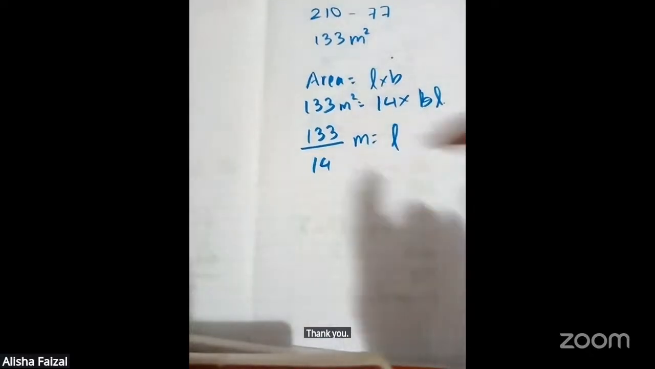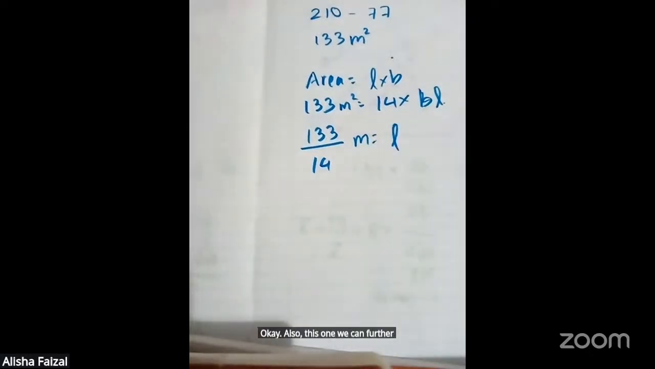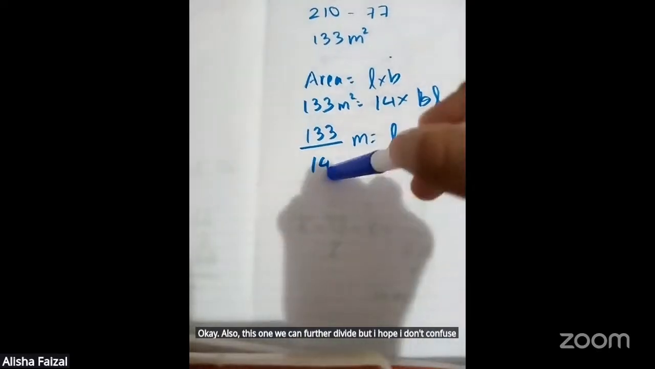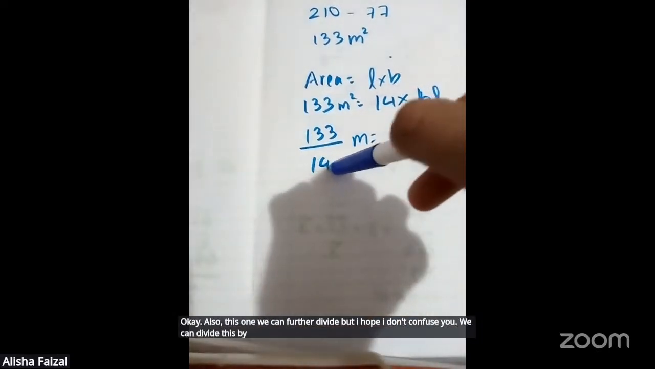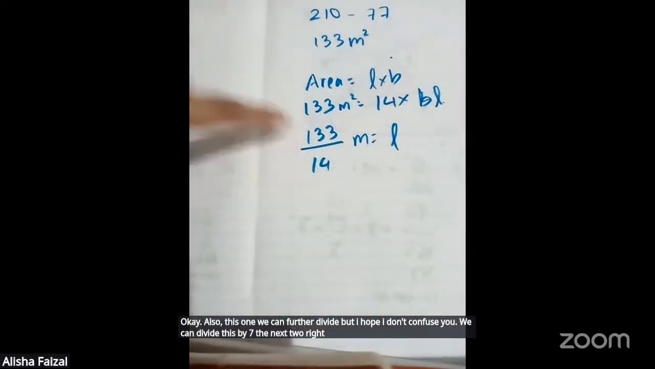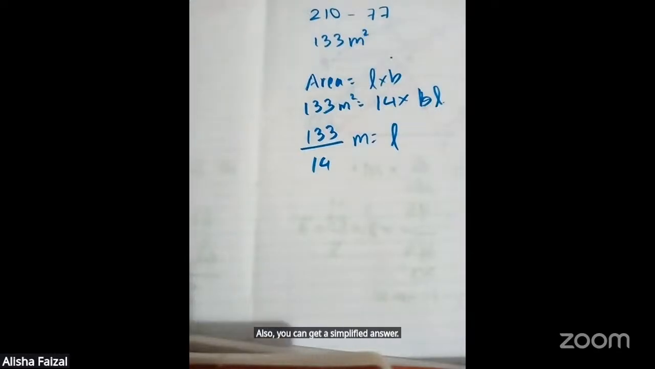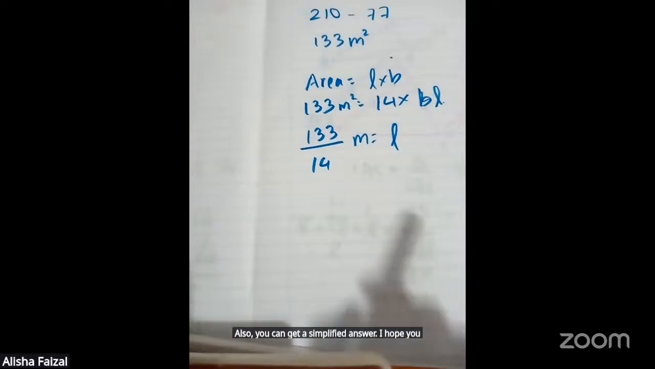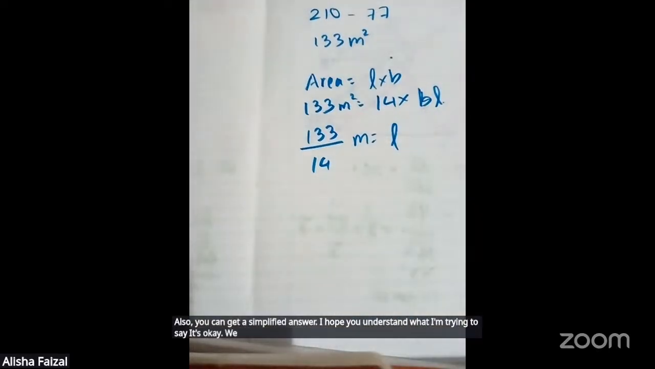Also, this one we can further divide, but I hope I don't confuse you all. We can divide this by 7, then there's 2, right? If you divide this one by 7, you can get a simplified answer. I hope you understand what I'm trying to say, but it's okay. We'll leave it like this. I don't want to confuse you all.